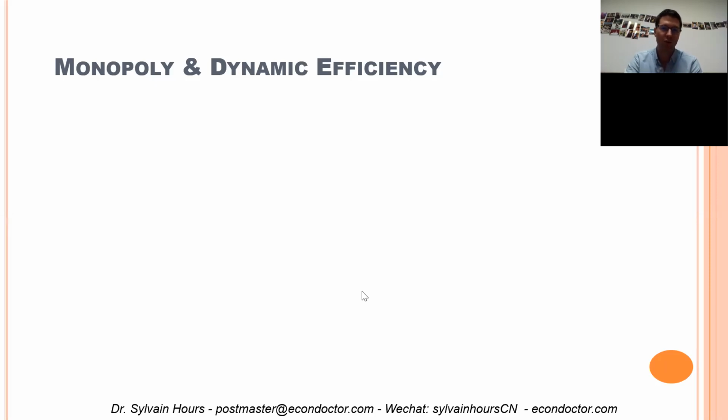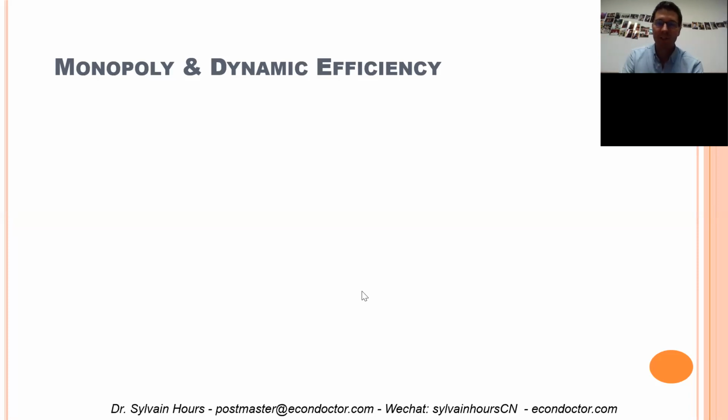So I'm not going to say too much about dynamic efficiency today. Just in a nutshell, dynamic efficiency is efficiency over time. The opposite is static efficiency. Static means that it's efficiency measured at one point in time. You can see static efficiency as a picture and dynamic efficiency as a video. So one happens just at one point in time, and the other is over a given period of time.